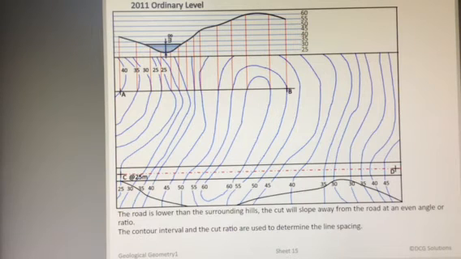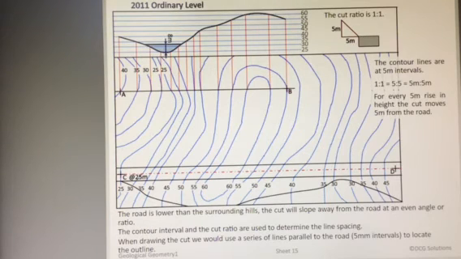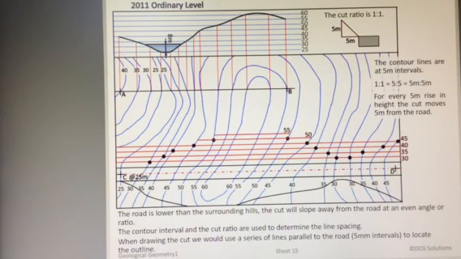So the contour interval and the cut ratio are used to determine line spacing. So again, they are 1:1. The contour lines are at 5 metre intervals. 1:1, 5:5. So for every 5 metre rise in height, the cut moves 5 metres from the road. When drawing the cut, we should use a series of parallel lines to the road, at 5 metre intervals, to create the outline. So there's your 5 metre intervals. And where they cross the contour lines, there's your points.